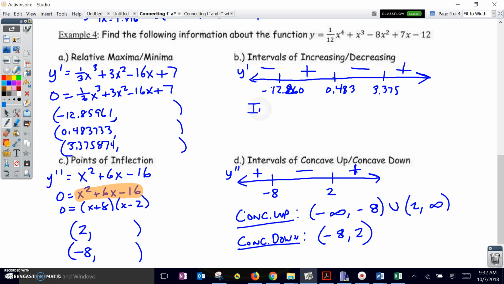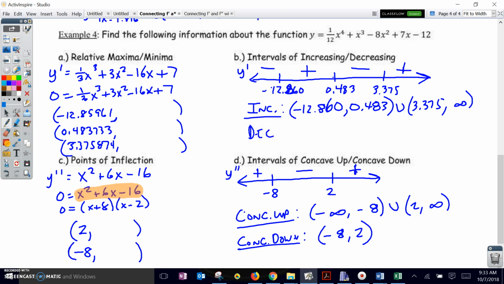Okay, so it's increasing from negative 12.860 to 0.483, and from 3.375 to infinity. It's decreasing from negative infinity to negative 12.860, and from 0.483 to 3.375.